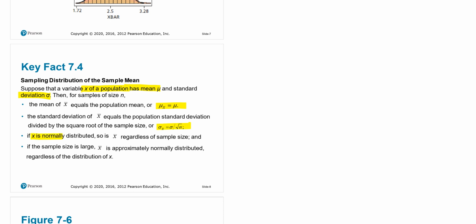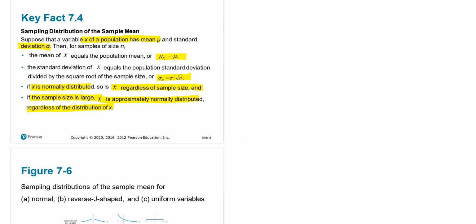If x is normally distributed, then automatically x bar is normally distributed regardless of the sample size. But if the sample size is large enough, meaning n is bigger than or equal to 30, automatically x bar is normally distributed regardless of the distribution of x, whether x is normally distributed or not. So whether or not the actual population is normally distributed, the central limit theorem will guarantee this.